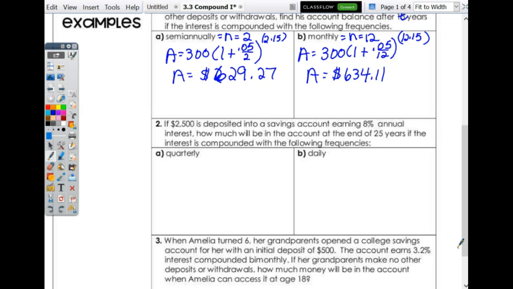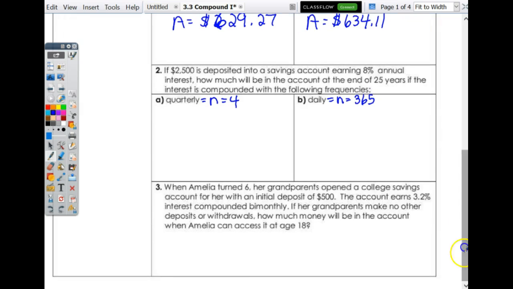Okay, so the next 2 are just like this one. Does anybody need to do these again? I do want to go over the quarters though. So quarterly, this is our N, and that's 4. Daily. So we would do that exactly the same way, but we would use that for our N's. Is everybody okay if I go on? Yes. Okay. But let's do number 3.